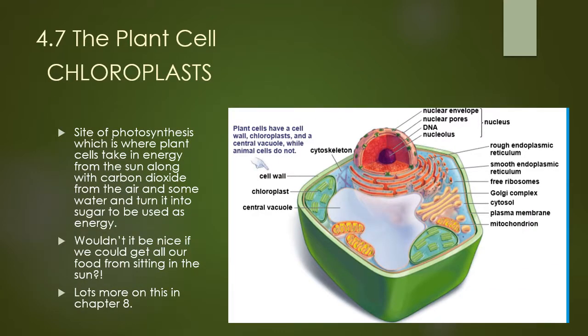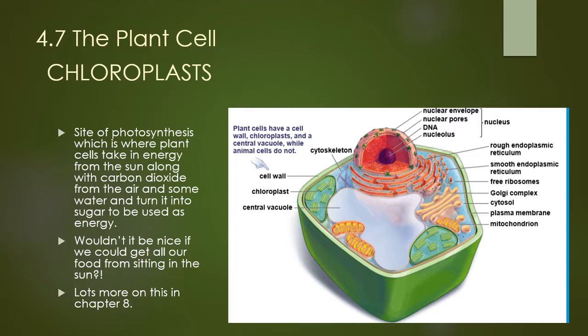Okay, our last part that we'll go over in a plant cell that's different from an animal cell is the chloroplast. And a chloroplast is where something called photosynthesis occurs in a plant, and that's these little green things here. And photosynthesis is where a plant cell takes in energy from the sun along with carbon dioxide from the air and some water, and it turns it into sugar to be used as energy.